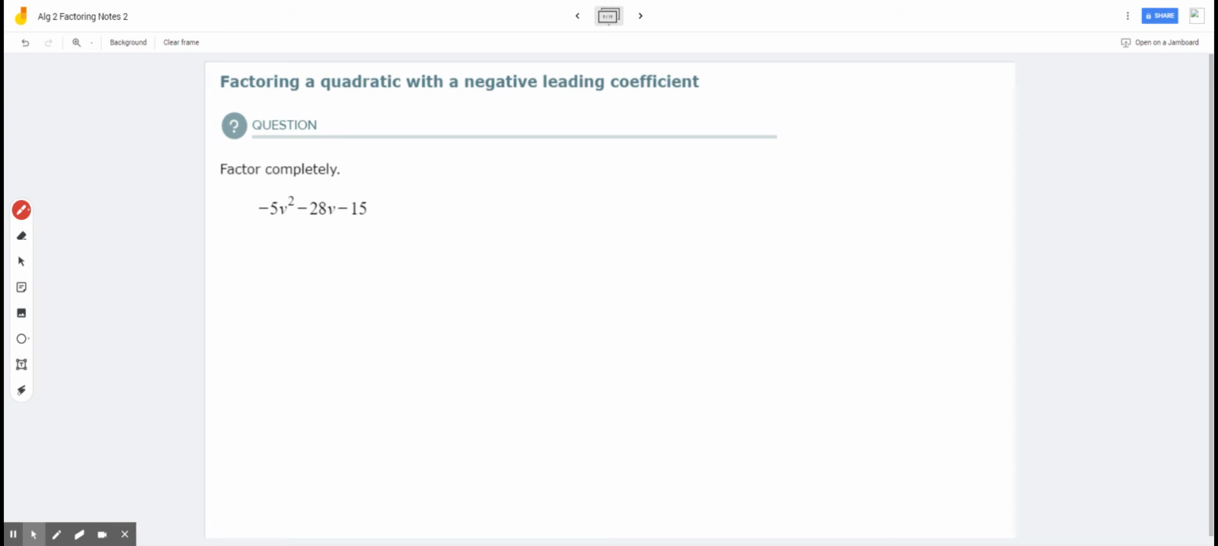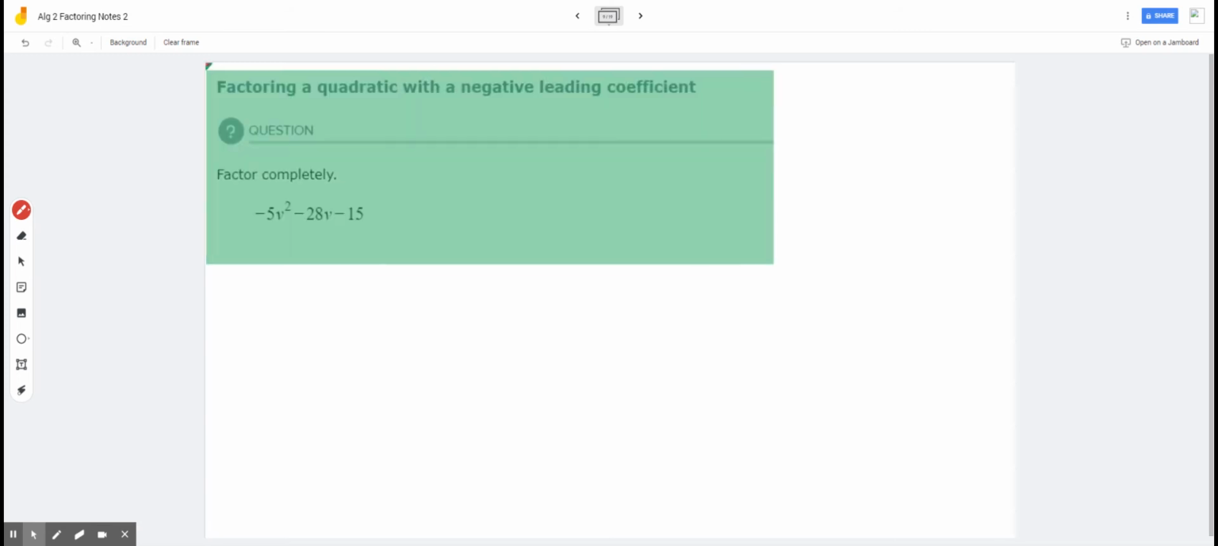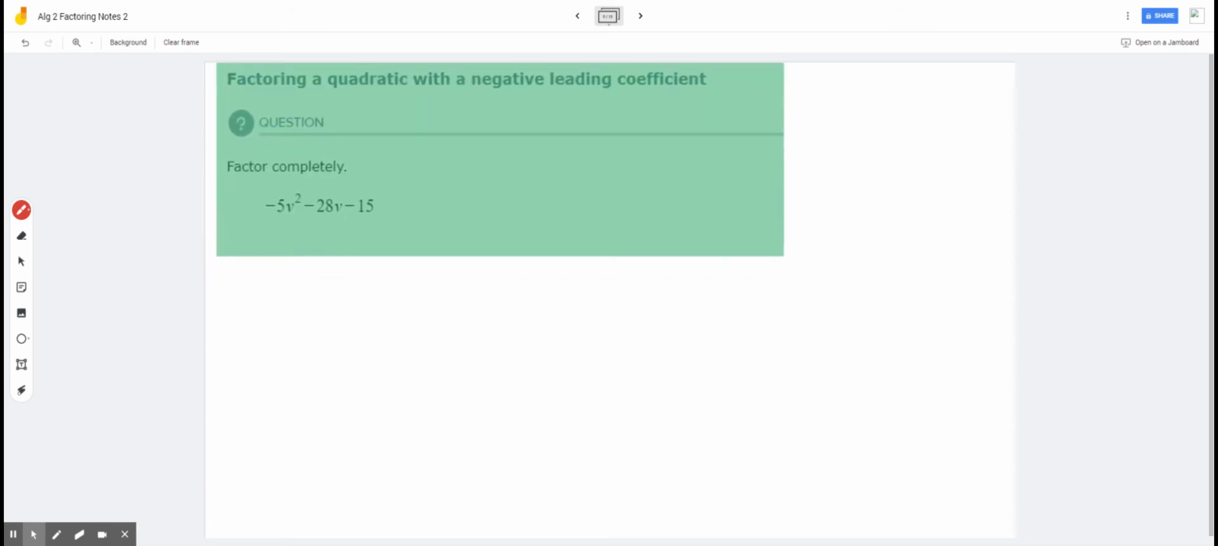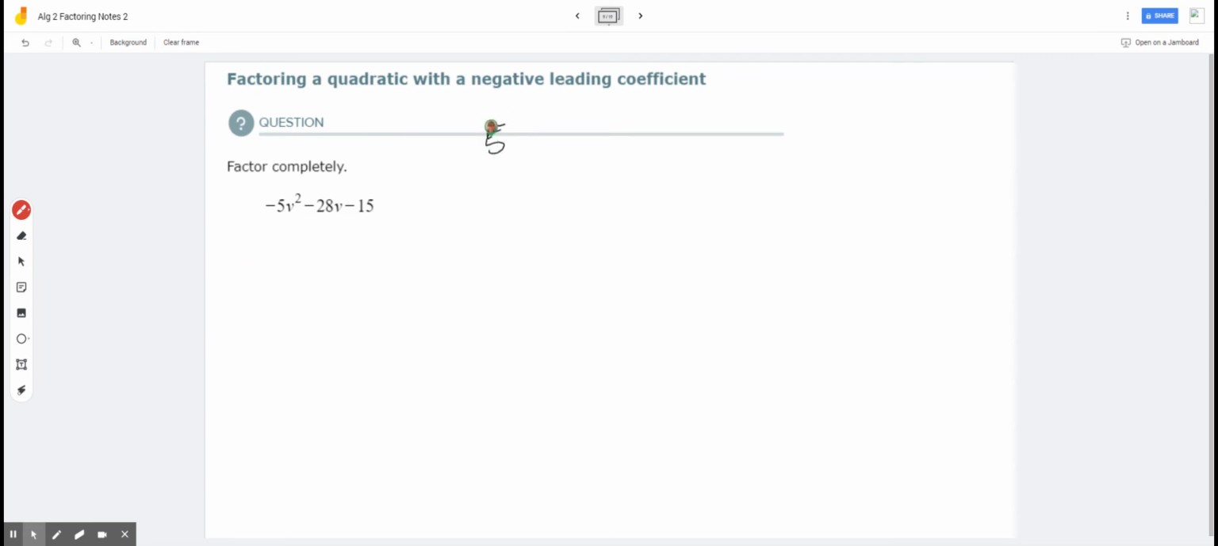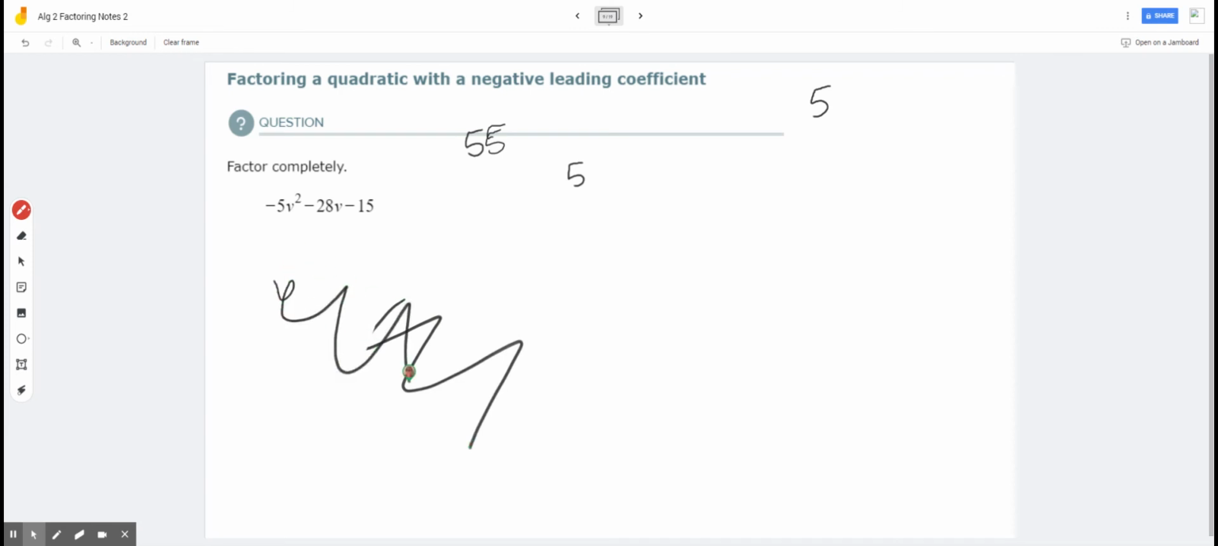I think for this one, I'm going to use the AC method. 5, 5. Come on, honey. 5. Where's that writing? Guys, it's not writing for some reason. Why are you not doing this?